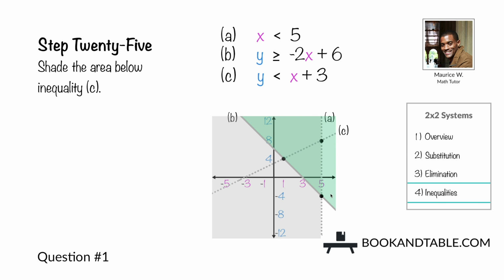And now step 25, shade the area below inequality C since it's less than. So you go to C, and you shade the area below it. And we see the only area where all 3 overlap is the inner part of these 3 points. So this would be the solution to question number 1.